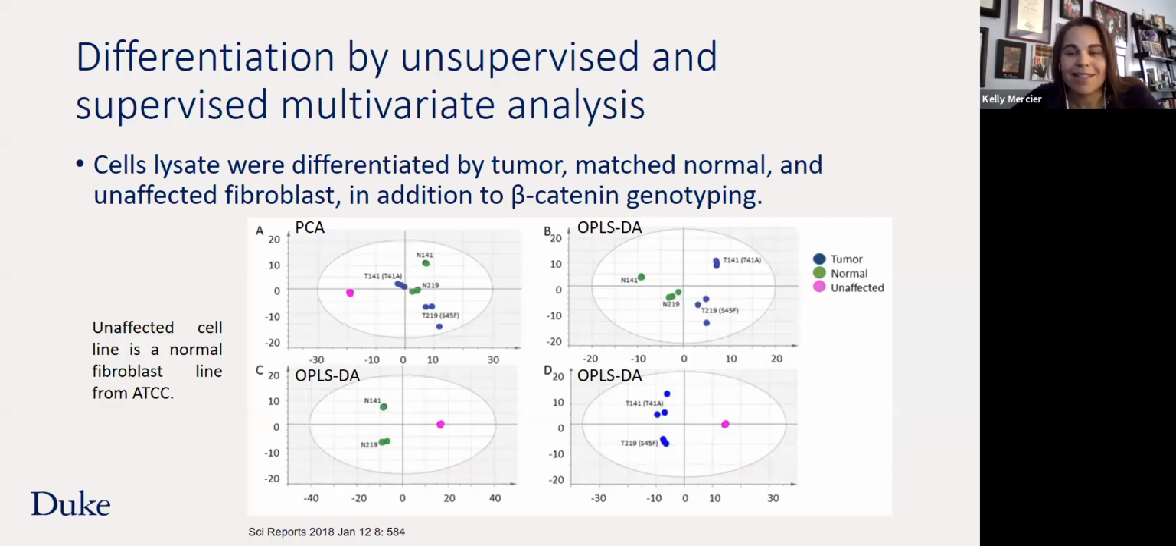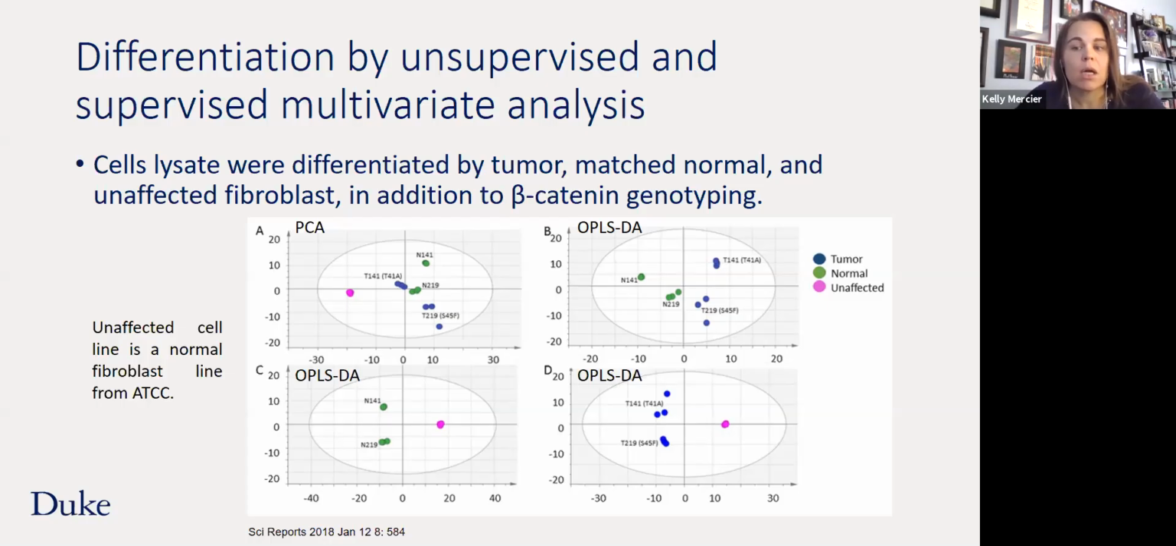In 2016, we received a new investigator grant from the DTRF to determine if metabolomics was an appropriate method for investigating these differences between desmoid tumors and normal fibroblasts. So we had access to samples from two patients, a T41A and an S45F, with their matched normal fibroblasts. In addition, we did look at an unaffected fibroblast cell line from ATCC.